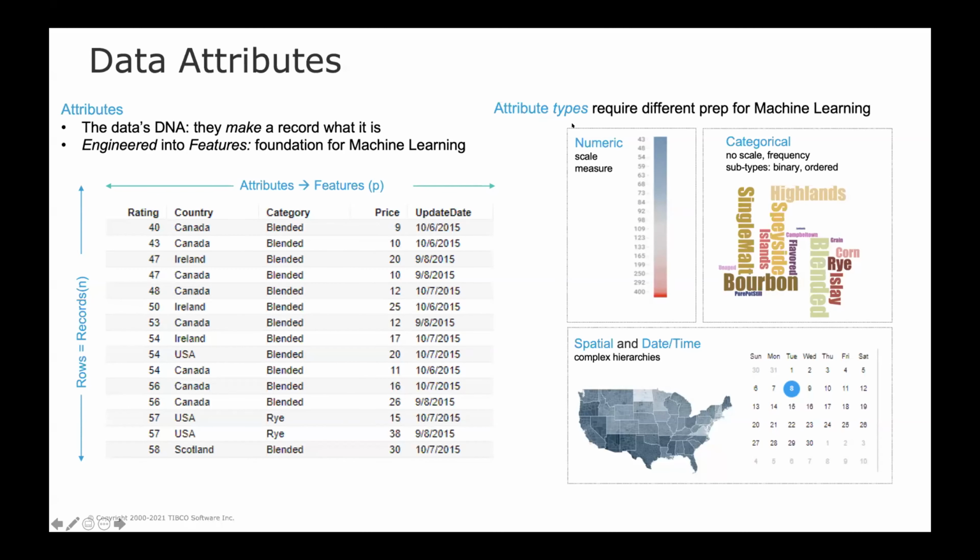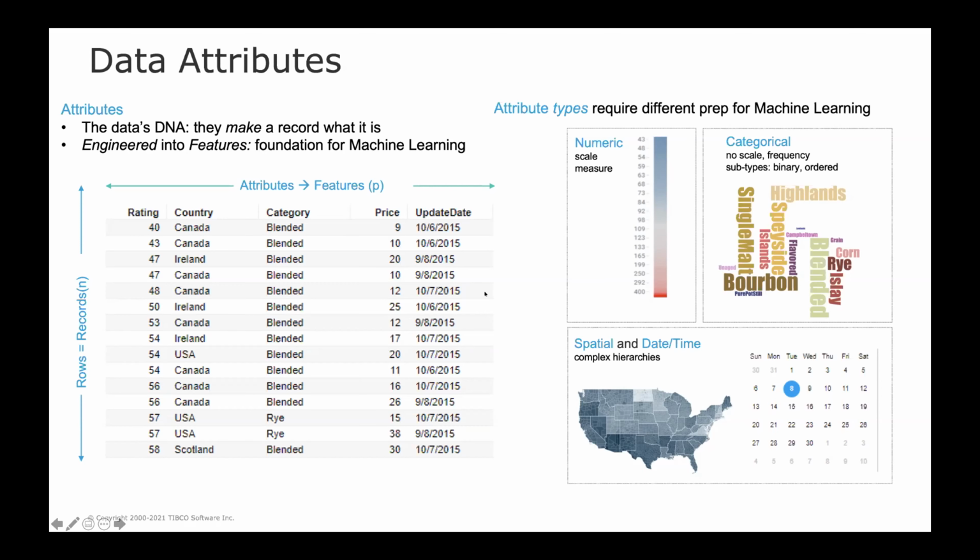Every attribute type requires different preparation and different feature engineering in preparation for machine learning or visual analysis. So a numeric scale is very different to a categorical one. In a categorical variable, you might have no scale, you might have a binary, or you might have ordered values, you might have frequency counts, you've got spatial data, time data. These have fairly complex hierarchies.